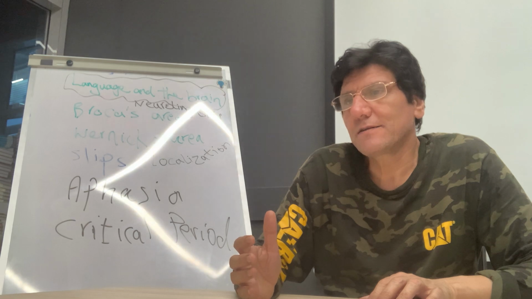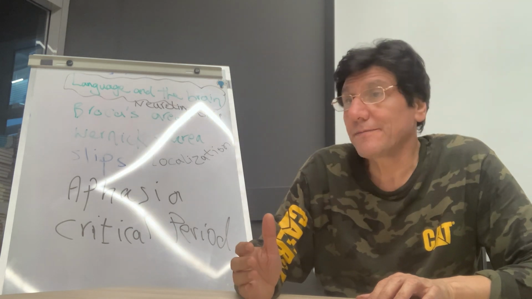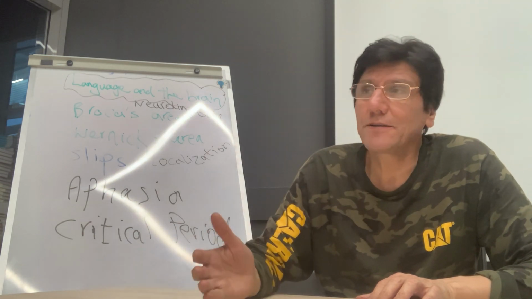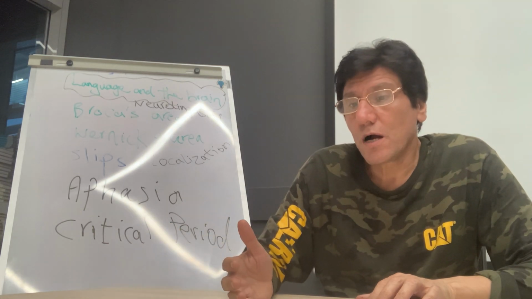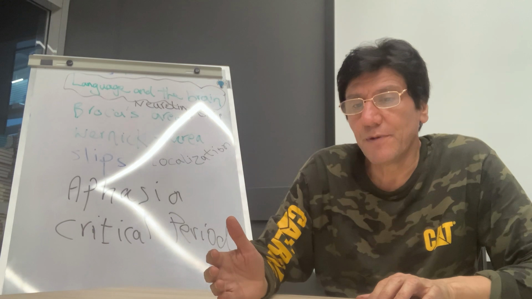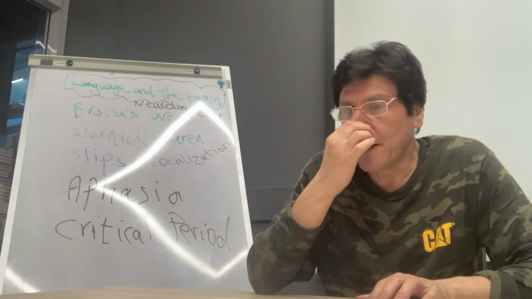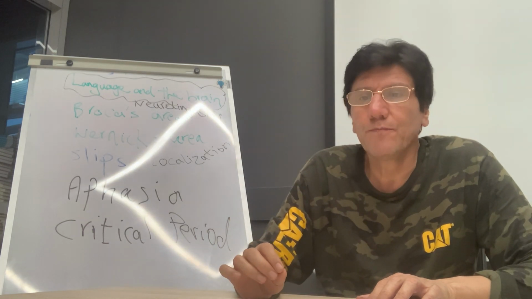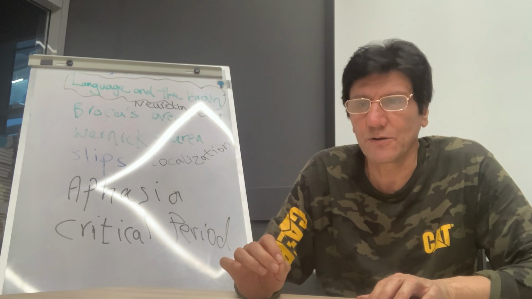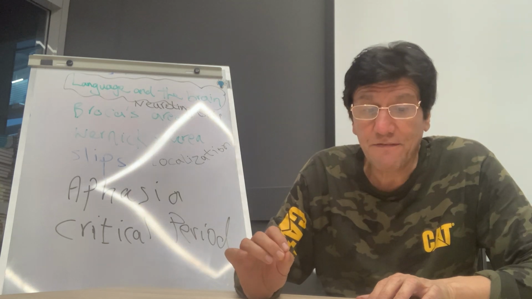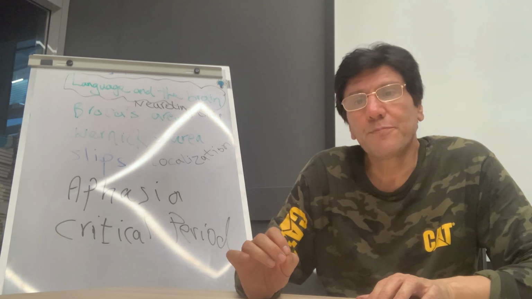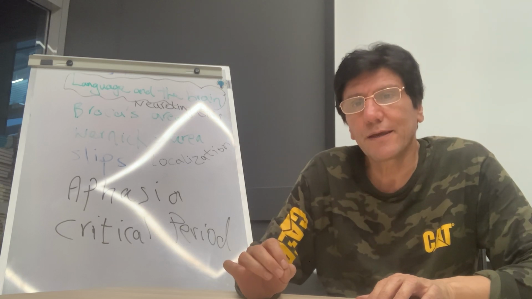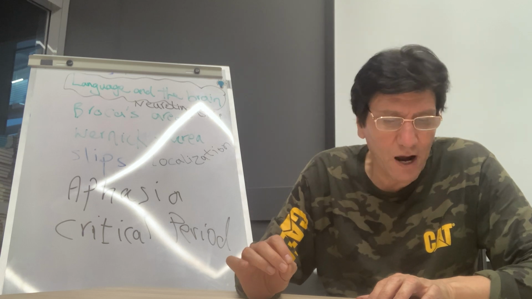So different kinds of aphasia. One is Broca's aphasia, the other is Wernicke's aphasia. Broca's aphasia, as already mentioned, is an impairment or a problem in the production of language. Wernicke's aphasia, by contrast, is an impairment or a problem in comprehension of the language.